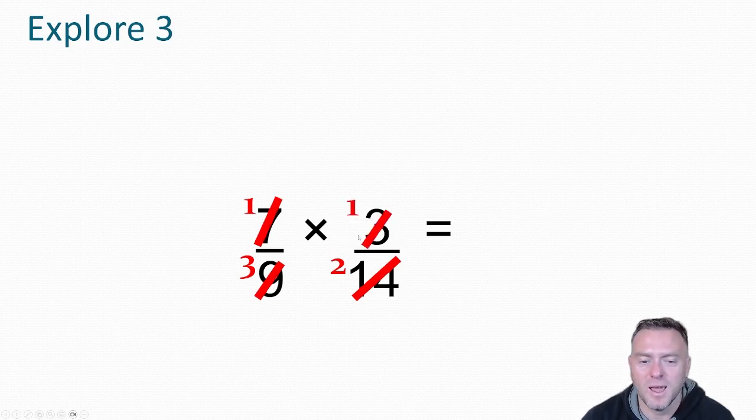So before we've done any timesing, we've actually reduced this right down, and it saves you a heap of time. So rather than doing 9 times 14, which gets a really big number, by doing it this way, we've just gone 1 times 1 is 1, and then 3 times 2 is 6, and gotten exactly the same answer as opposed to going through that long method.